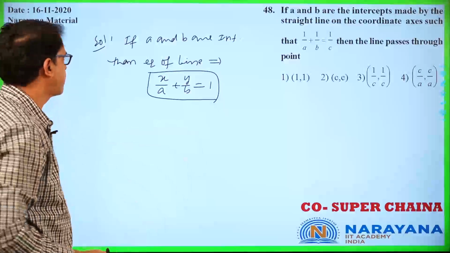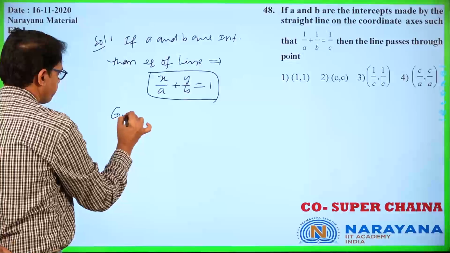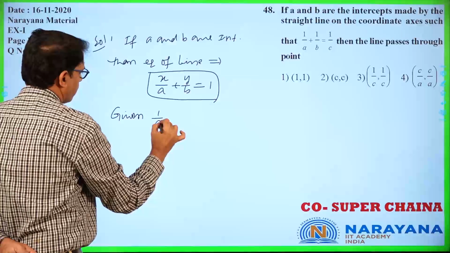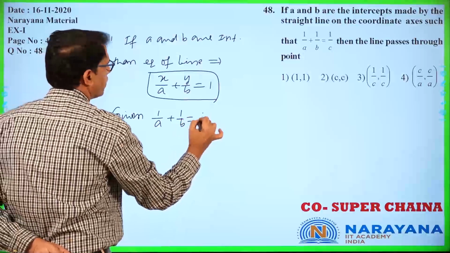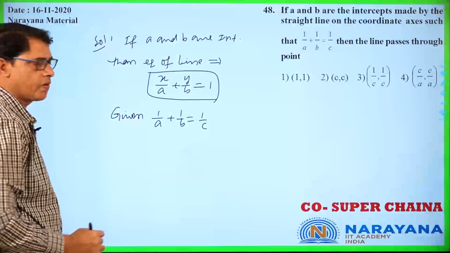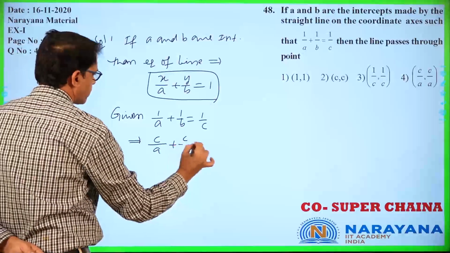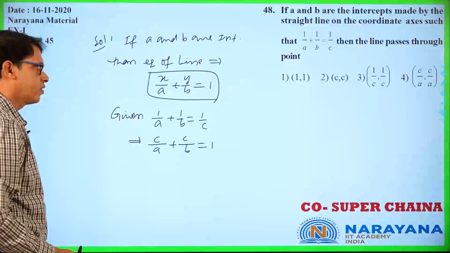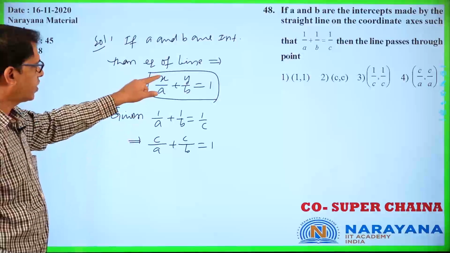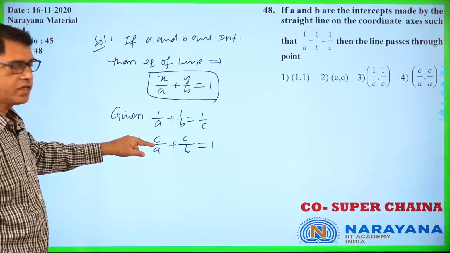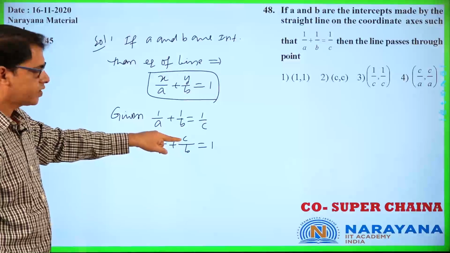Now what is the given condition? Given 1 by A plus 1 by B equal to 1 by C. From this one, we have C upon A plus C upon B equals to 1. Now you observe what we are getting. In the place of X we are getting C, in the place of Y we are getting C.